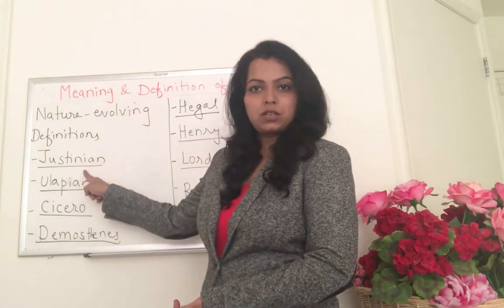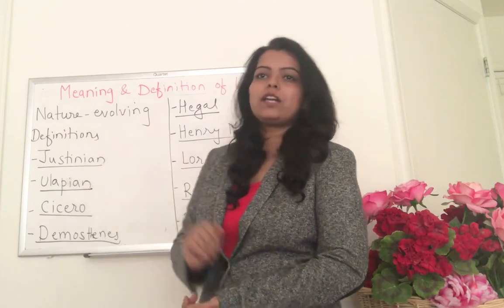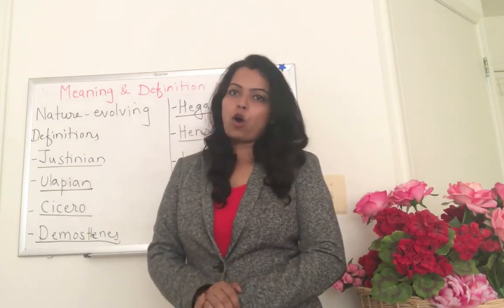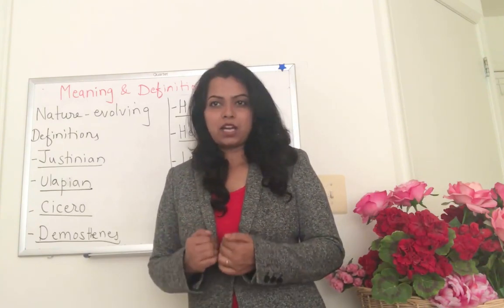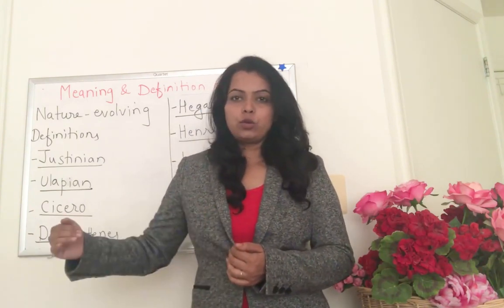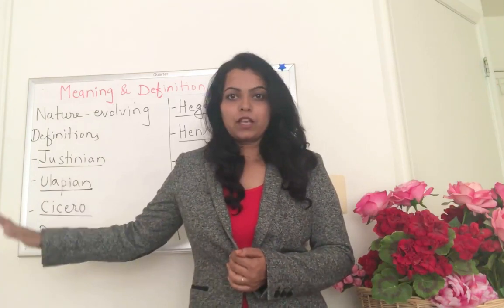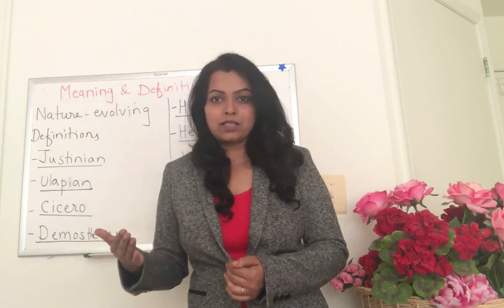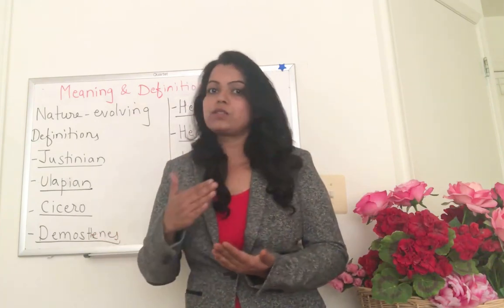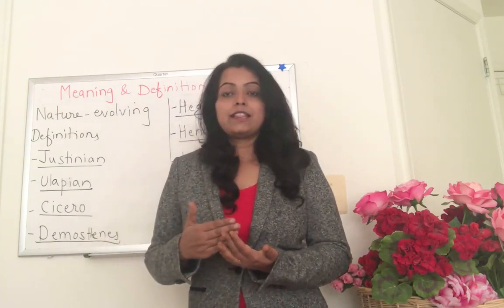The first definition is by Justinian. According to him, law is the king of all mortal and immortal affairs. It's a standard of just and unjust, which explains what to do and what not to do. So according to him, law gives you the power or reason to understand what is good for you and what is not good for you. Then there came Ulpian.